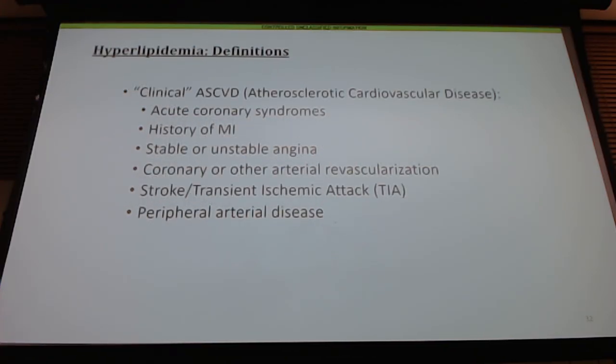Then, as part of your history, you're going to look for any evidence of clinical ASCVD, meaning do they have a history of some medical condition, some pathology that is attributable to atherosclerosis. So, have they had a heart attack before? Do they have chest pain when going upstairs or exerting themselves? Have they had a stroke? Do they have peripheral arterial disease? All of those things are important in the history, because that's going to determine how you treat and manage these patients.